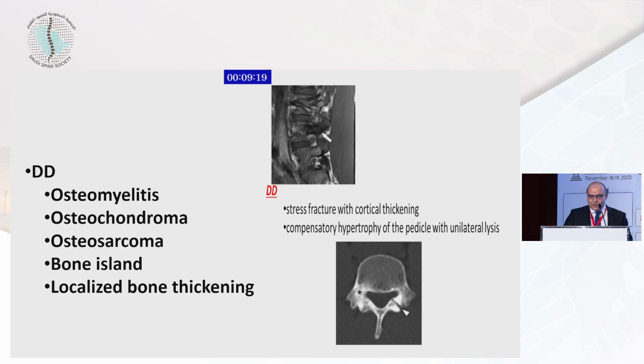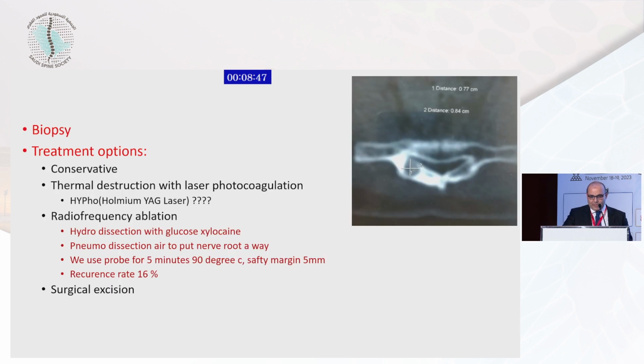Bone island or localized bone thickening can be seen in some cases like this one. For example, we have here dense sclerosis in the contralateral pedicle in a case of lysis. In the contralateral pedicle, there is increased stress and compensatory hypertrophy inside the pedicle. Or sometimes you can have stress fractures, which can lead to cortical thickening. These are two very common differential diagnoses and can be seen in teenagers.